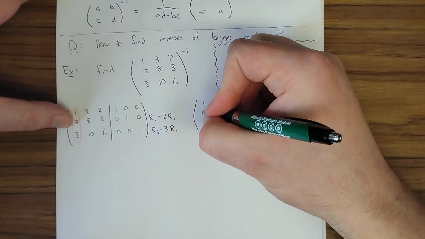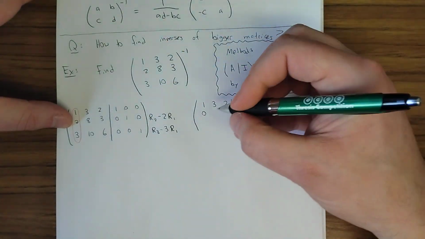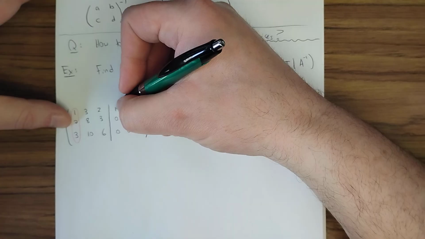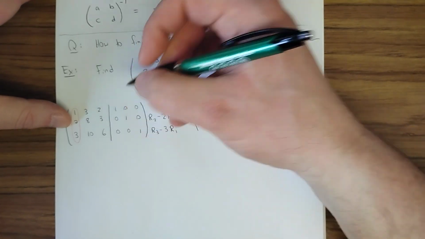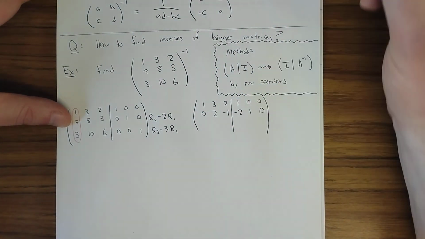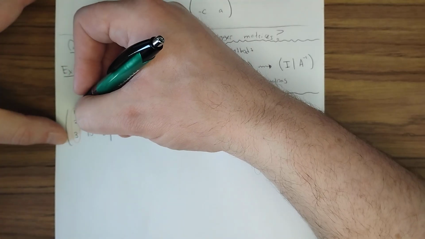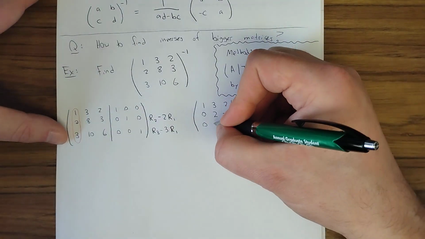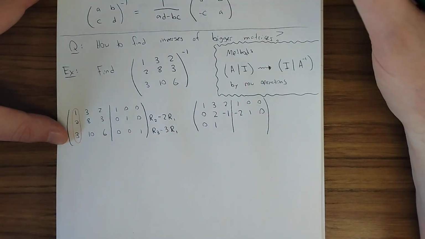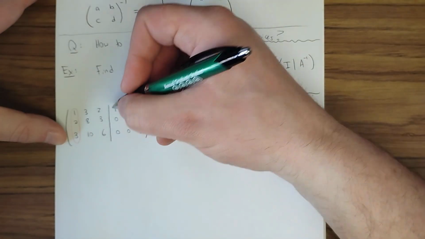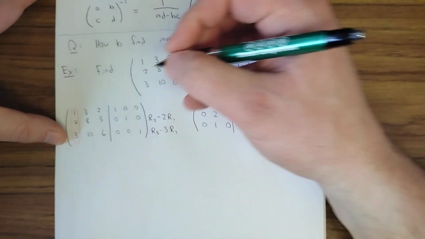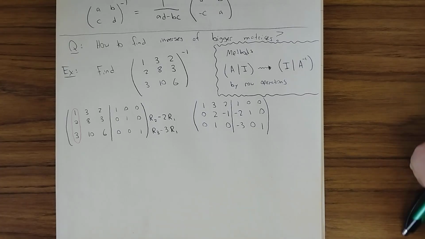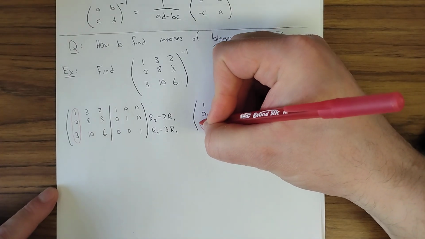Now let's go. Okay, this better be a 0. That's the whole point. 8 minus 2 times 3. 3 minus 2 times 2. 0 minus 2 times 1. 1 minus 0. 0 minus 0. Okay. 3 minus 3 times 1. Of course, this has to be 0. That's the whole point of me doing this. 10 minus 3 times 3. 6 minus 3 times 2. 0 minus 3 times 1. 0 minus 0. 1 minus 0. Okay. I am now happy with this column.